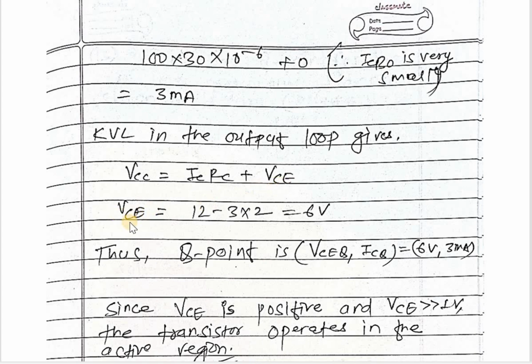Again apply KVL in the output loop, gives VCC equal to IC RC plus VCE. Then we can get VCE equal to, we have VCC equal to 12, that is 12 minus 2 into 3, that is 6 volt.